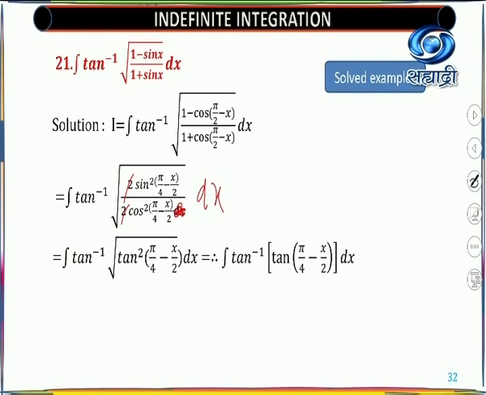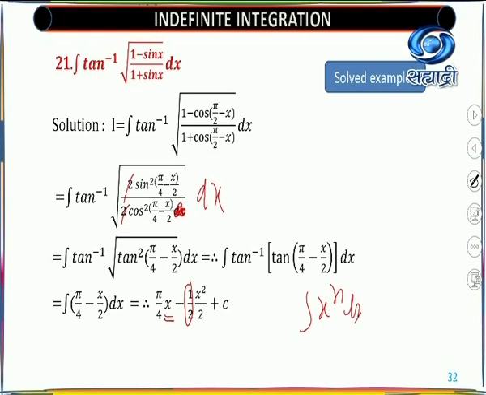Now it is tan square and the root, so you will get tan of (pi by 4 minus x by 2) dx. Now tan inverse of tan means you will get the angle. That angle is nothing but the integration of (pi by 4 minus x by 2) dx. Pi by 4 is constant, which is as it is. Integration of dx is x, then the half is the constant. Integration of x is x square upon 2 by using the formula for x raised to n dx, plus constant of integration. So your final answer will be pi by 4 x minus x square upon 4 plus constant of integration.